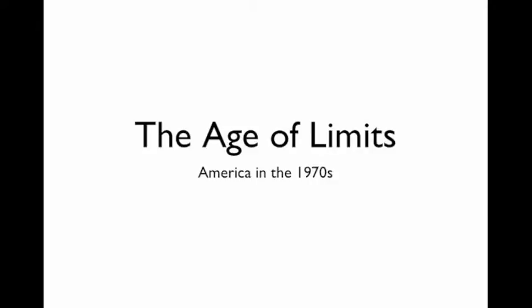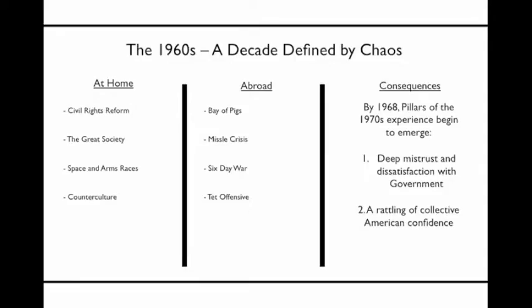Today's lecture is going to deal primarily with the 1970s, most specifically with some policies as well as ideologies that developed in earnest during this decade and how it's affected subsequent eras. Before we begin to understand the 1970s, it's important to understand the preceding decade, the 1960s, which was truly chaotic.